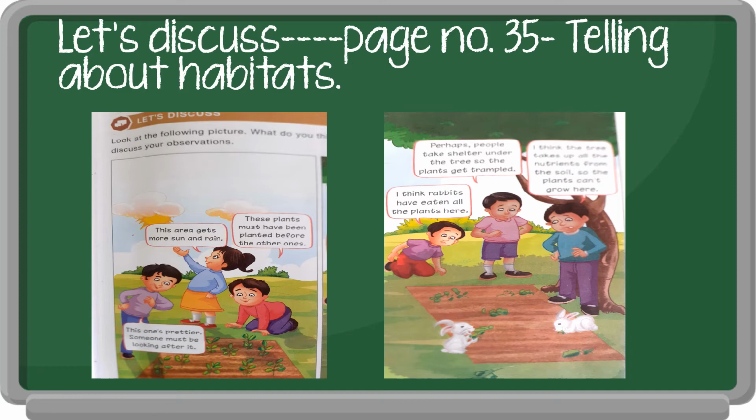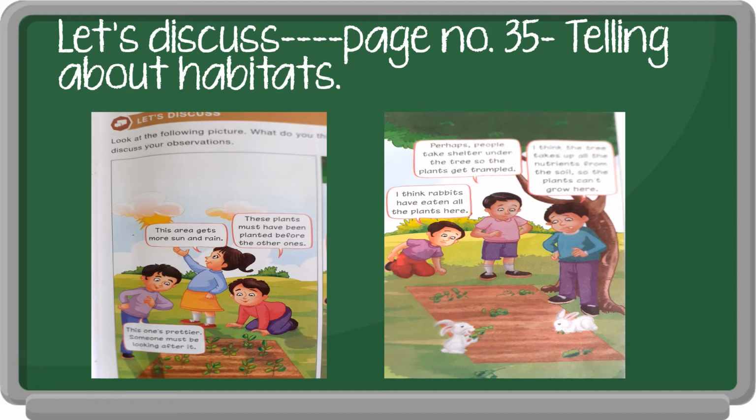But if you see the second picture, you can see that rabbits are eating the plants. The boys are discussing why the plants are not growing so nicely over here. One boy is saying that I think rabbits have eaten the plants, that's why they are not growing. The second boy is saying that people take shelter under the tree, so they must have trampled the plants. Trampled means the people who take shelter under the tree must have put their foot on these plants. That's why they are not growing. The third child is saying, I think the tree takes up all the nutrients from the soil, so the plants can't grow over here. So basically, they are discussing why the plants are not growing beautifully in this picture.